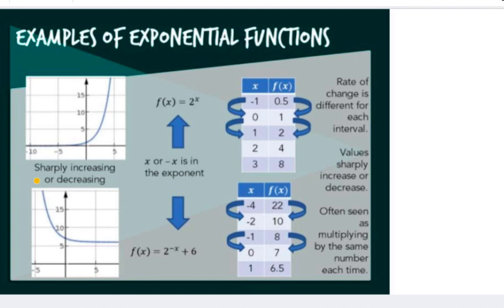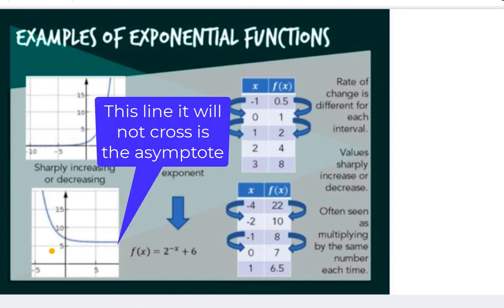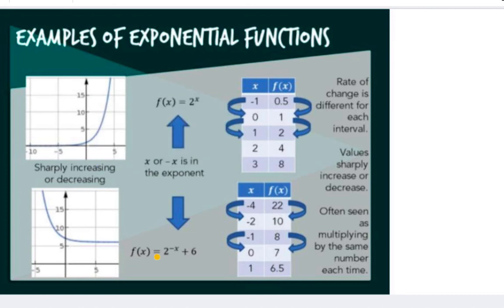This one starts up and then goes down very fast, because negative exponents of negative numbers make very large positive values. You're going to see it decreases and flattens out. This line that it doesn't cross is called an asymptote. So again, negative x doesn't give you negative values. It just gives you decreasing and then flattening out.